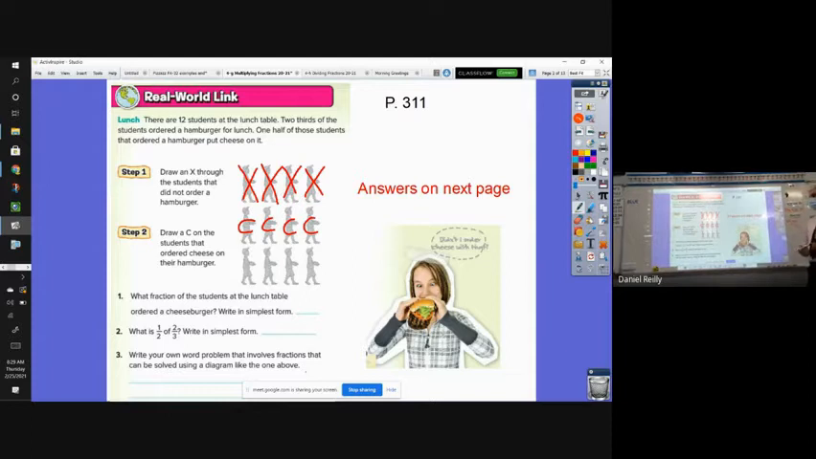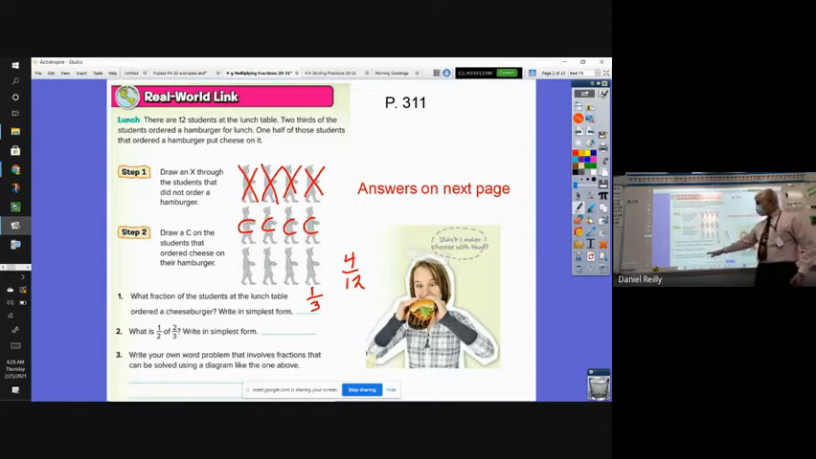All right, what fraction ordered a cheeseburger? 1/3 of the students. 4 students out of 12. 4 out of 12, which simplifies to 1/3.